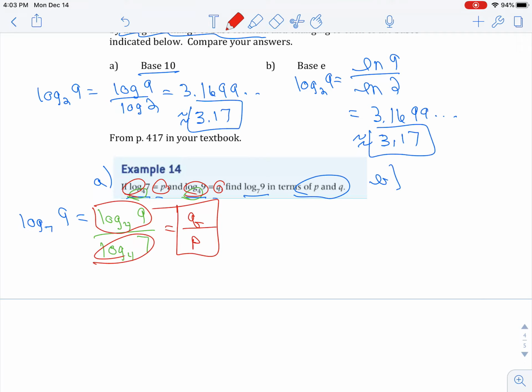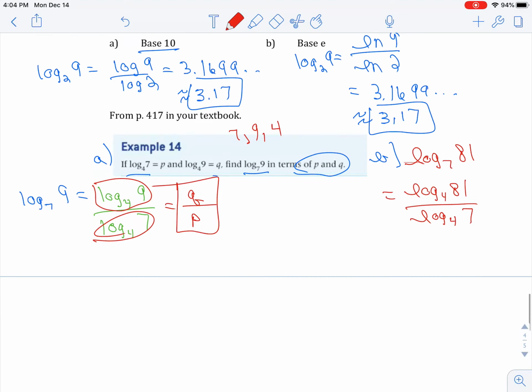For B, let's look at the log base 7 of 81. If you remember these problems we did before, you want to use the 7 and the 9, and also the base, which in this case is 4, to help you out with writing something. You might notice that this is actually 9 squared, and we can hold off on that for just a minute. But just notice with the change of base formula, if I want to change it to base 4, this becomes the log base 4 of 81 divided by the log base 4 of 7.